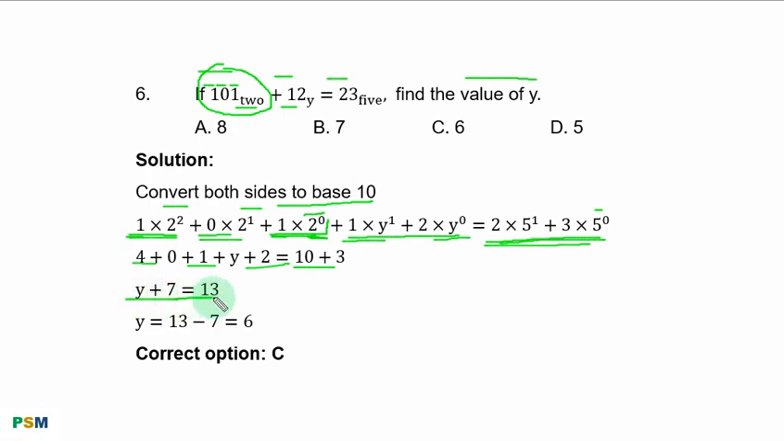You have a simple linear equation. To solve for y, you transfer plus 7 to the right hand side. You have y equal to 13 minus 7 equal to 6. The correct option is C.